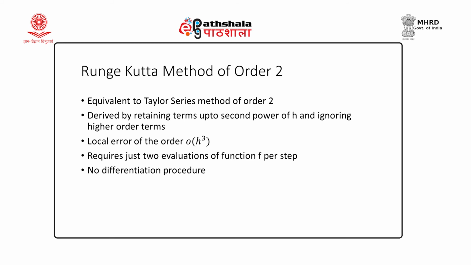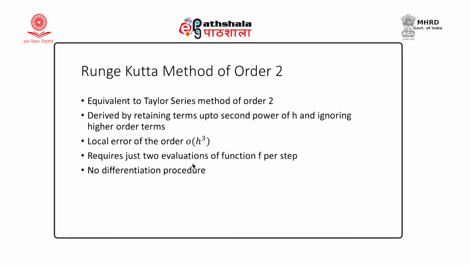Let us begin with the Runge Kutta method of order 2, and then we will take the Runge Kutta method of order 4. The Runge Kutta method of order 2 is equivalent to the Taylor series method of order 2, and this formula is derived as the Taylor series method is. It is derived by using terms up to the second power of h and ignoring higher order terms, and so the local error is of the order of h cube, as in the Taylor series. The advantage is that there is no differentiation procedure. So, directly they can be implemented; all you need to do is input in the program the expression for f x, y, and that is all.